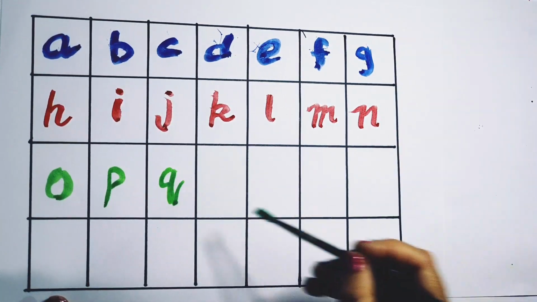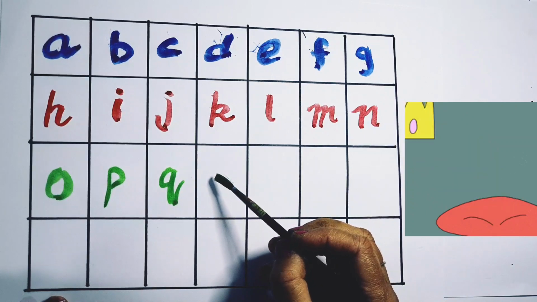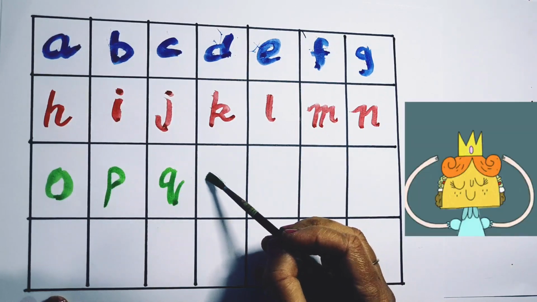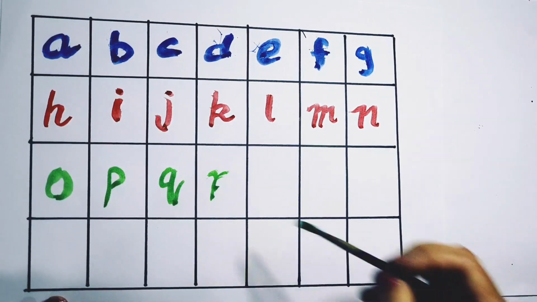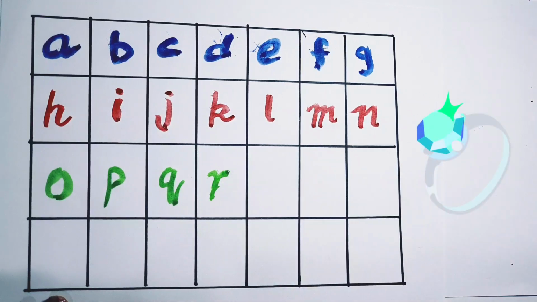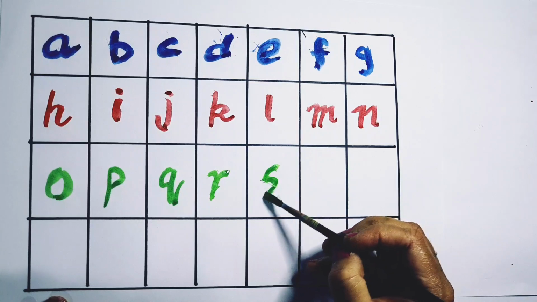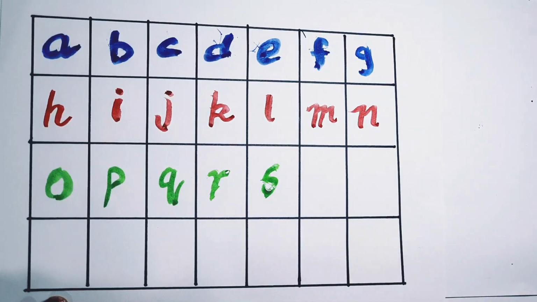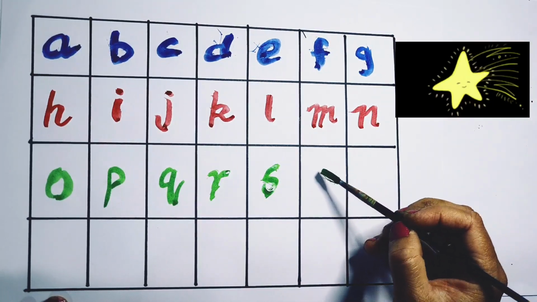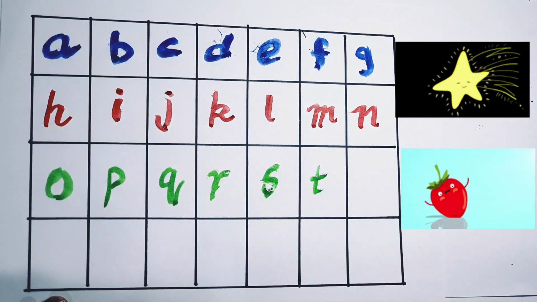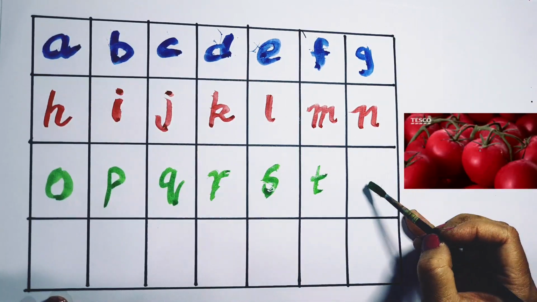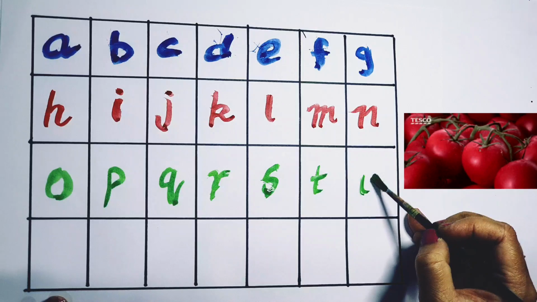Q. Q for queen. Q for quilt. R. R for ring. R for red color. S. S for star. S for strawberry. T. T for tomato. T for towel.